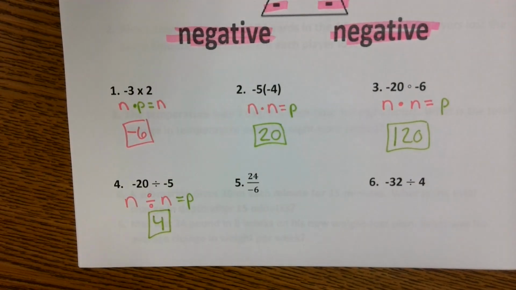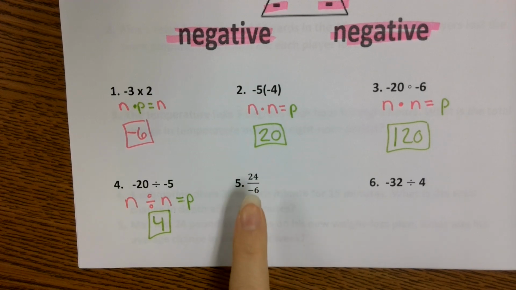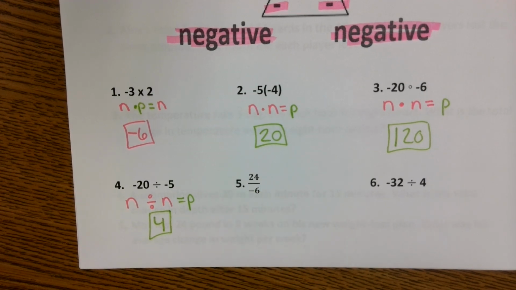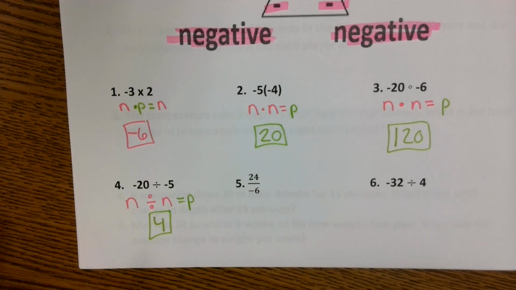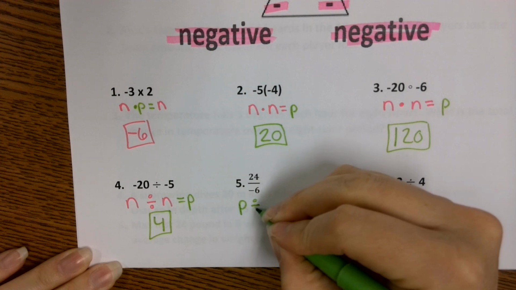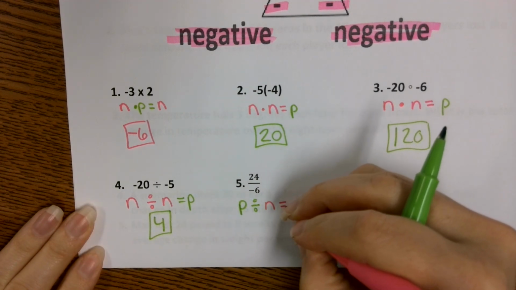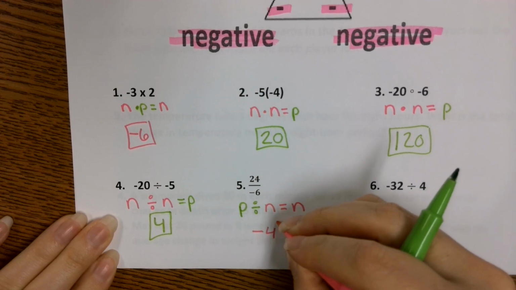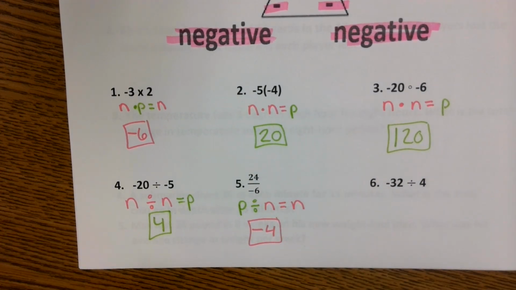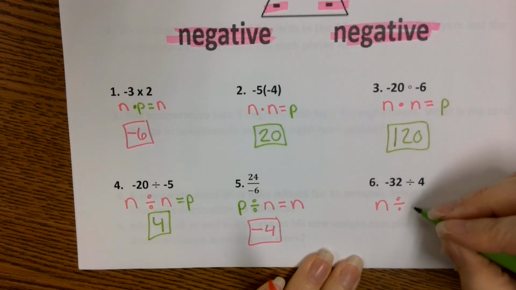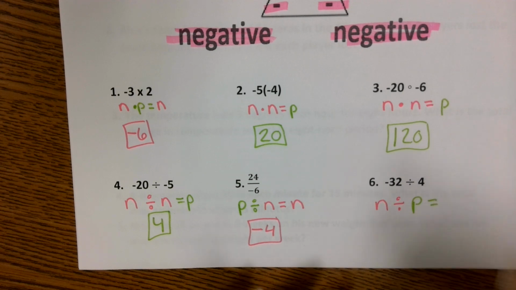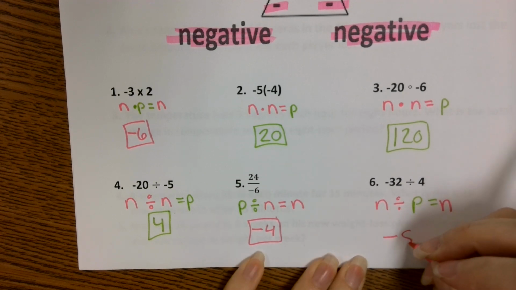We've got problem 5. This is a division problem. Keep in mind that fractions are division problems. The numerator always gets divided by the denominator. So basically this is reading 24 divided by negative 6. So we have a positive that's getting divided by a negative, and that's going to come out to a negative. So we get -4. And for the last one, -32 divided by +4, so we have a negative that's being divided by a positive, and that's going to come out to a negative. So we'll get -8.